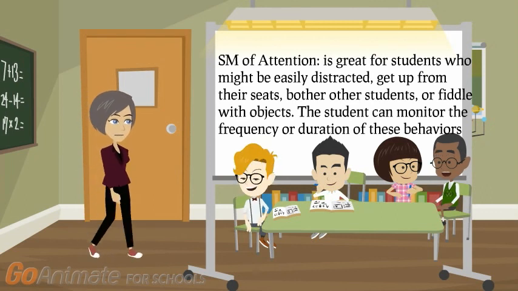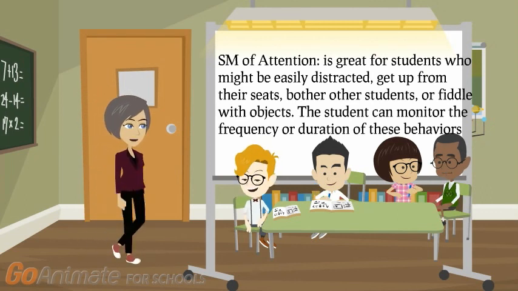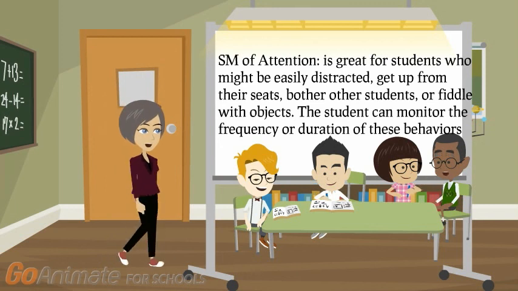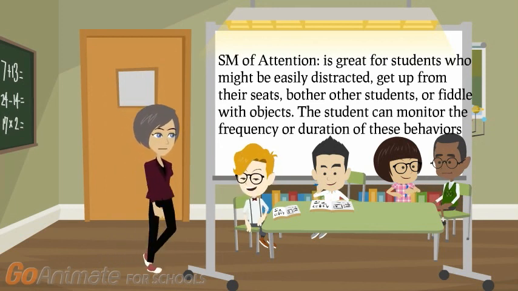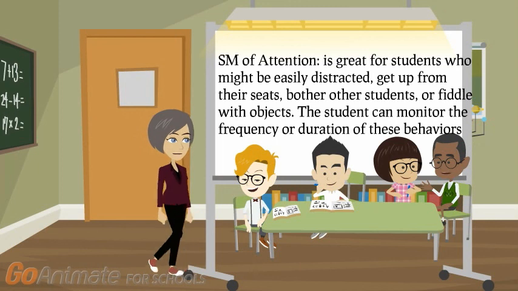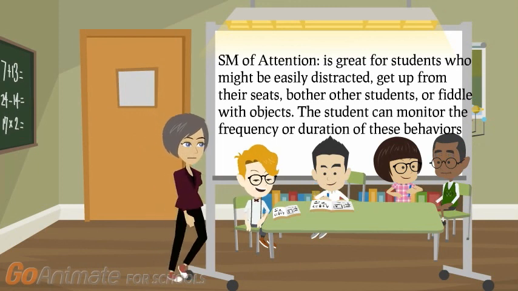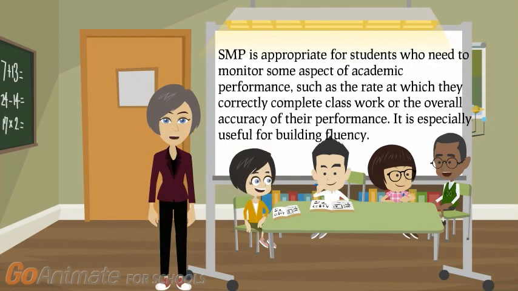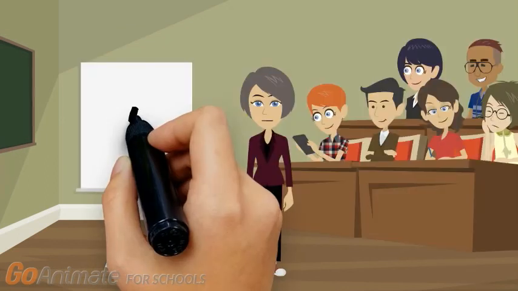Self-monitoring of attention is great for students who might be easily distracted, get up from their seats, bother other students, or fiddle with objects. The student can monitor the frequency or duration of these behaviors. Self-monitoring of performance is appropriate for students who need to monitor some aspect of academic performance, such as the rate at which they correctly complete classwork or the overall accuracy of their performance. It's especially useful for building fluency.